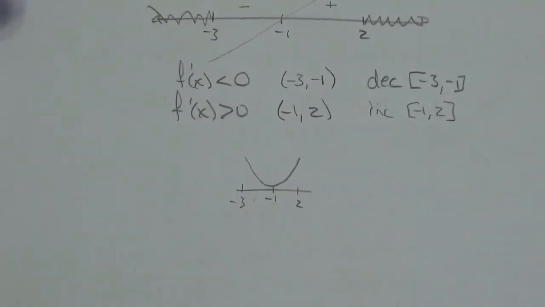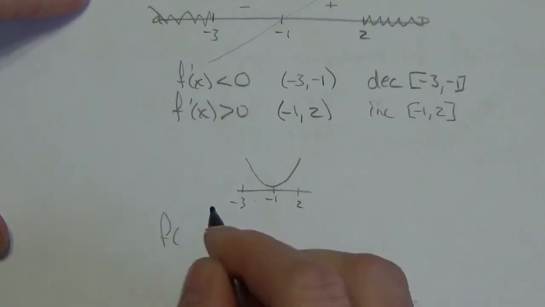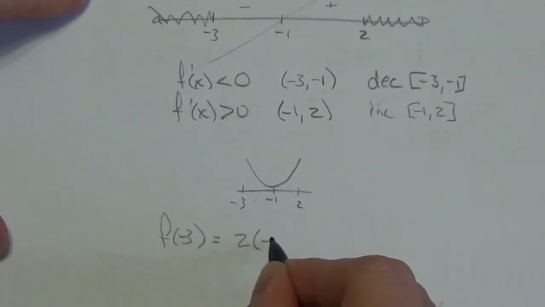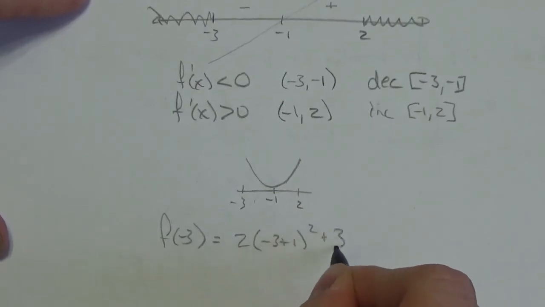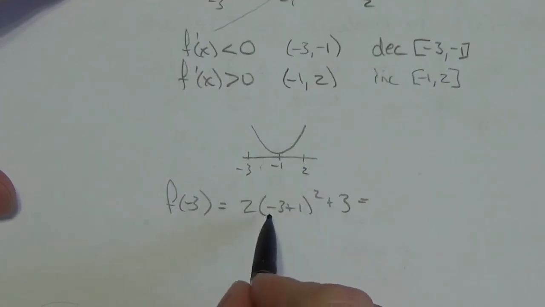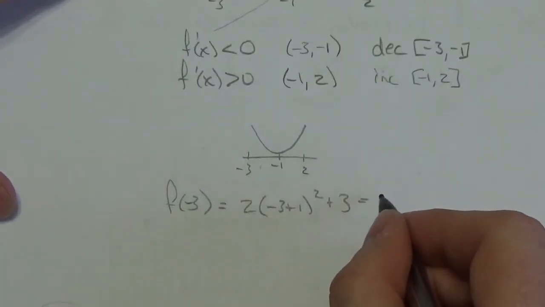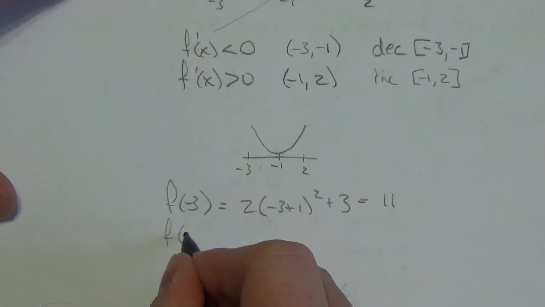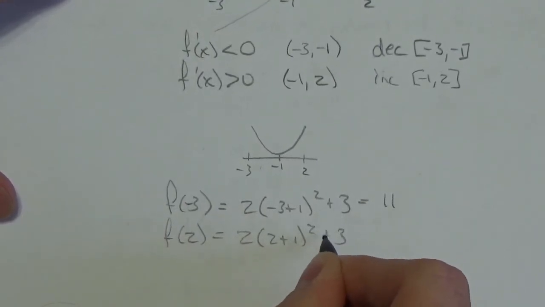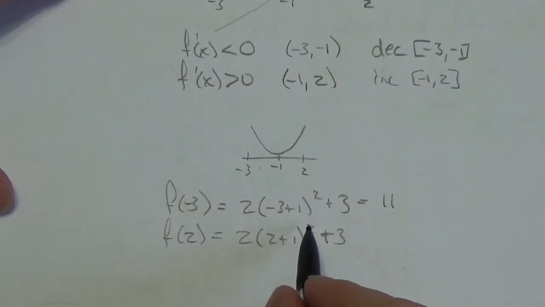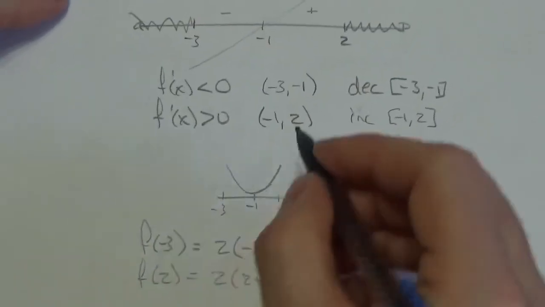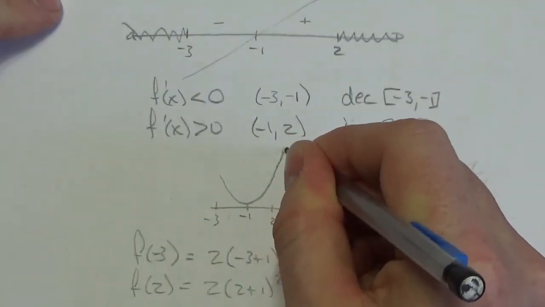What I actually have to do here is investigate that by plugging this in. So if I plug -3 into my function, that's 2 times (-3 plus 1) squared plus 3. Well, -3 plus 1 is -2, squared is 4, times 2 is 8, plus 3 is 11. If you plug in 2, this is 2 times (2 plus 1) squared plus 3. 2 plus 1 is 3, squared is 9, times 2 is 18, plus 3 is 21. So actually what I had drawn here is a little off. It's going to look more like that.